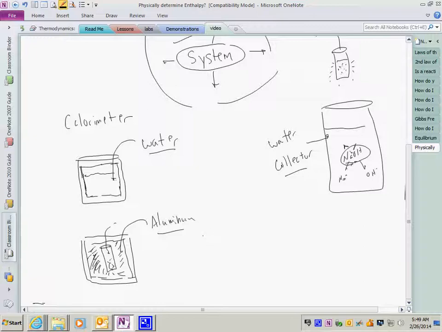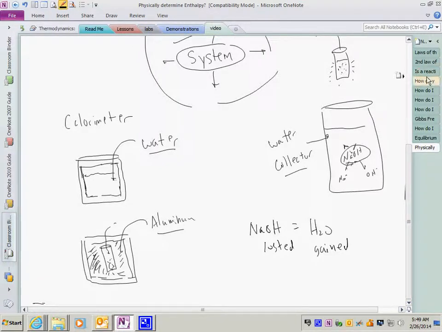We're assuming that the energy that the NaOH lost in here is equal to the energy that the H2O gained. All right, that is the premise of our calorimeter. If I know how much energy my collector picked up, then I know how much energy my chemical reaction lost.